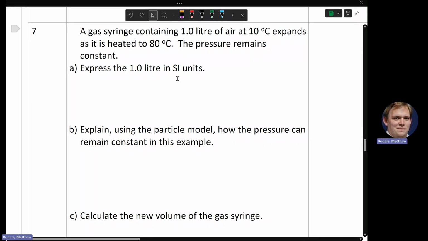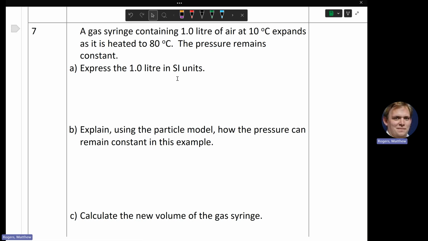Question 7. A gas syringe containing 1 litre of air at 10 degrees Celsius expands as it is heated to 80 degrees Celsius. The pressure remains constant. Express the 1.0 litres in SI units. So litres are one of those intermediate units that are really easy to get caught out by.